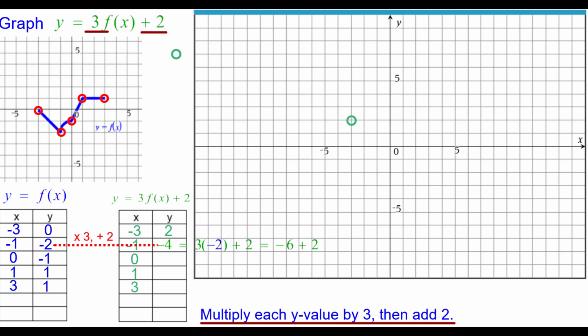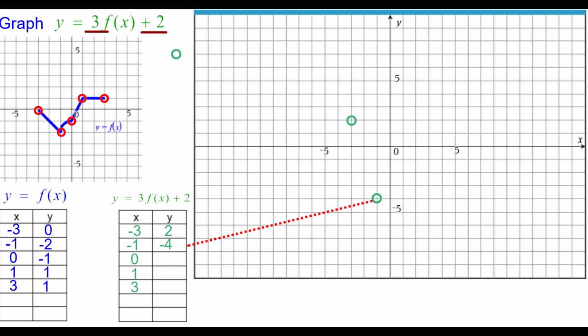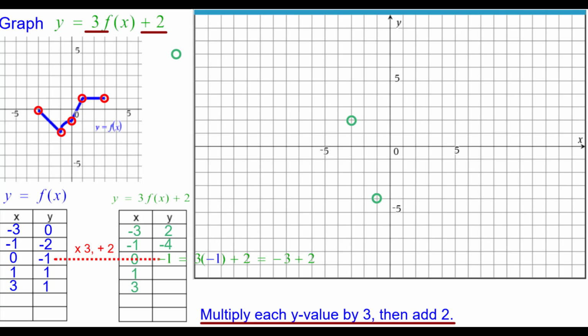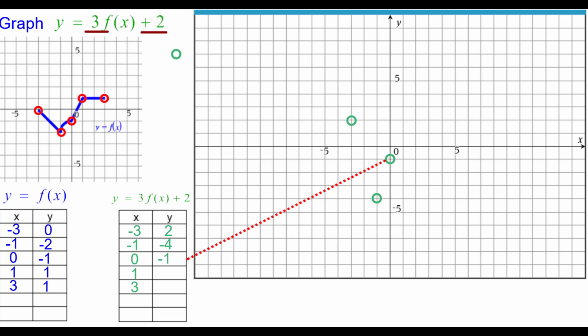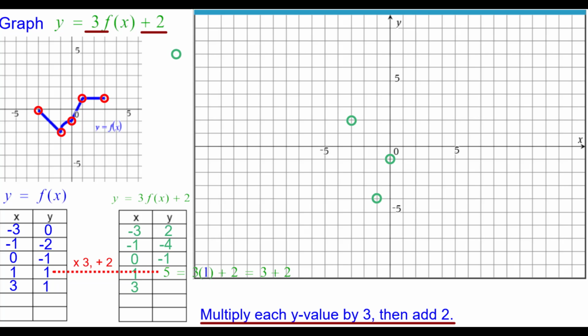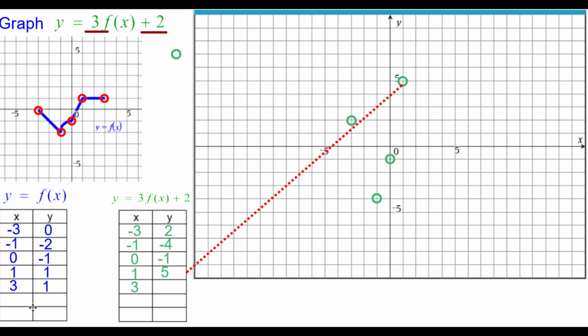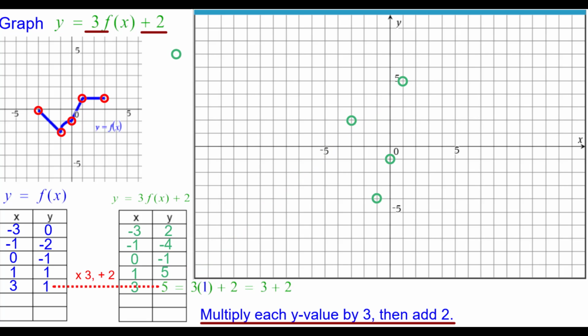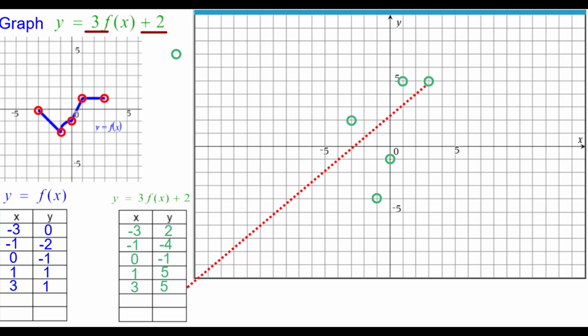-2 times 3 is -6, plus 2 is -4. -1, -4 corresponds to this second point right here. -1 times 3 is -3, plus 2 is -1. So 0, -1 is our y-intercept. 1 times 3 is 3, plus 2 is 5. 1, 5. And the last point, 3 times 1 is 3, plus 2 is 5. So plot 3, 5.